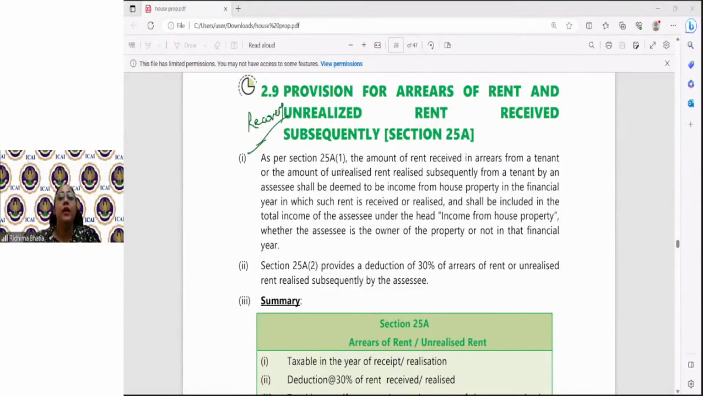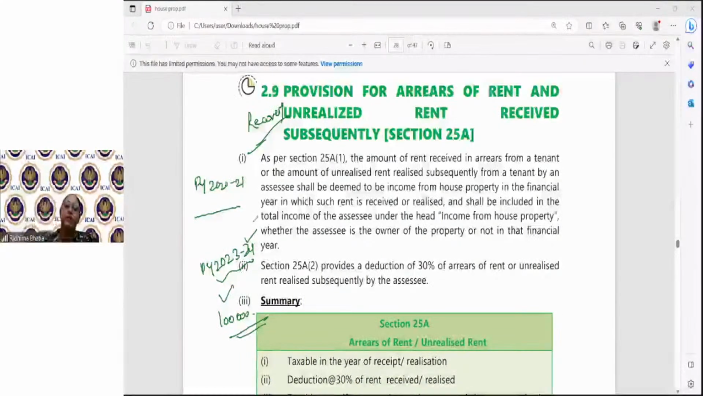Now, if that unrealized rent gets recovered, it would be my income from house property in the year when it is recovered. Suppose unrealized rent हुआ था in the previous year 2020, 2021, but somehow I received it in the previous year 23, 24. 1 लाख का unrealized rent था, 1 लाख मुझे अभी मिल गया. So this 1 lakh would become my income from house property in the year of 23, 24. I will not go to revise the return of previous year 2021. I will show it as my income in the previous year 23, 24.